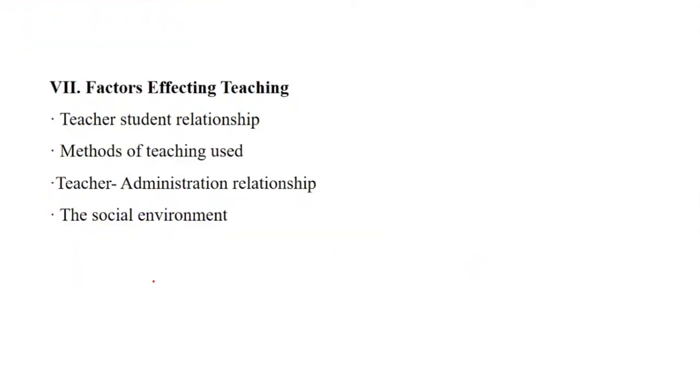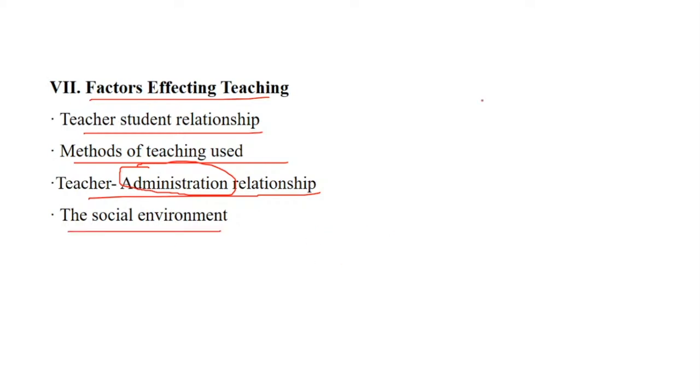Okay. Now, factors. What are the factors that can affect teaching? Yes, teacher to student relationship, methods of teaching if not in place, teacher administration relationship, wherein if the administration part is not tackled, or if a teacher is dragged into more of the administration part, she or he will not be able to concentrate on the lectures, and that will reduce the productivity of teaching. So that is also an important factor, and the social environment. Yes, these all have an impact on what? An impact on teaching, effective teaching.